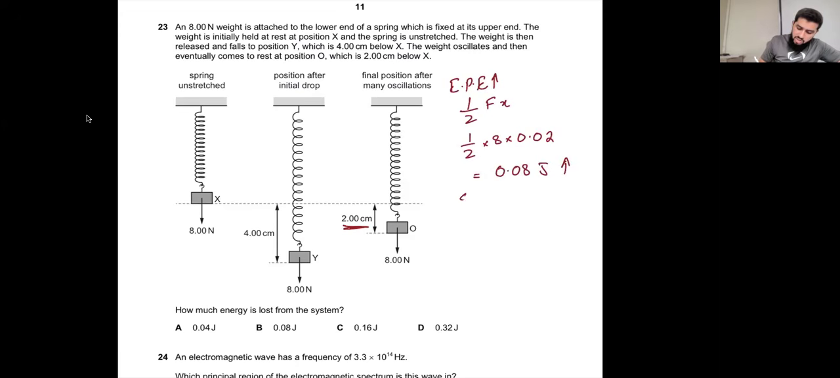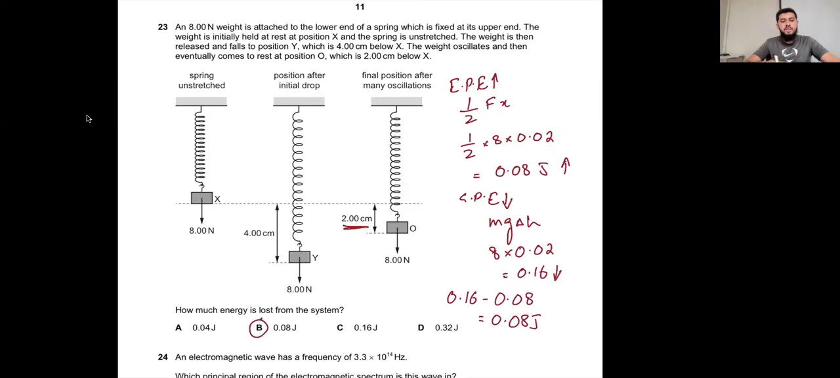And the gravitational potential energy decreases. It decreases by mg delta h, 8 multiplied by 0.02, which equals 0.16. So it decreases by 0.16. What is the net change? 0.16 minus 0.08, and that equals 0.08 joules. B being the answer.